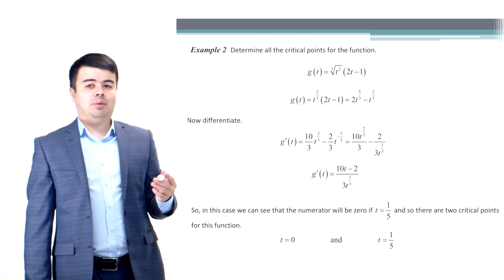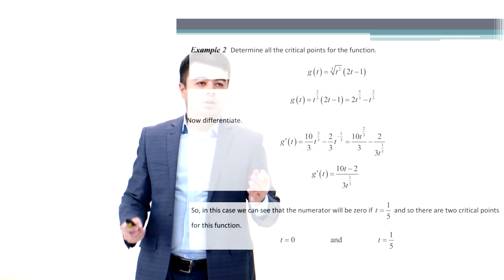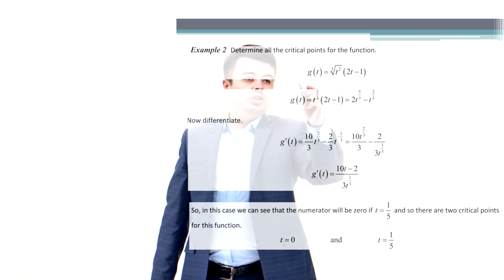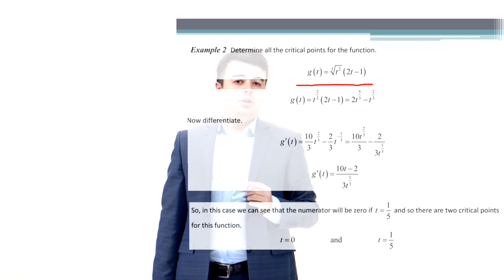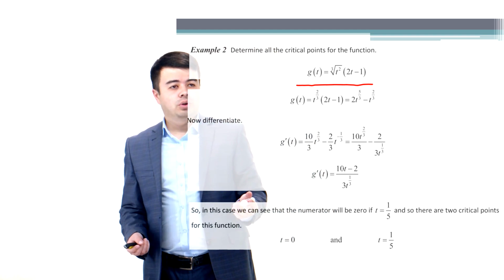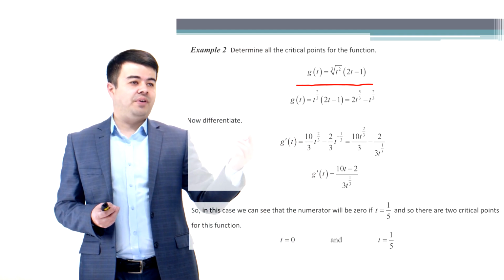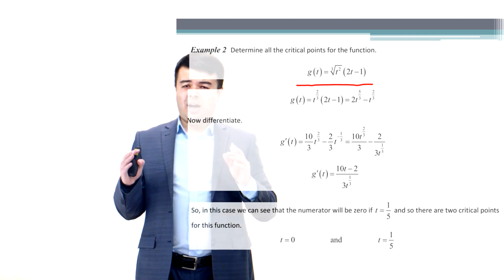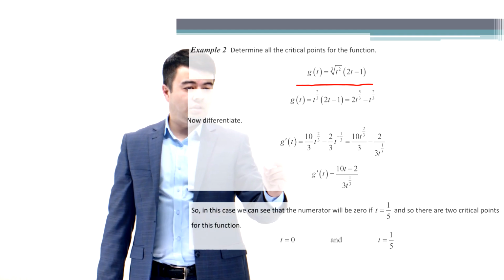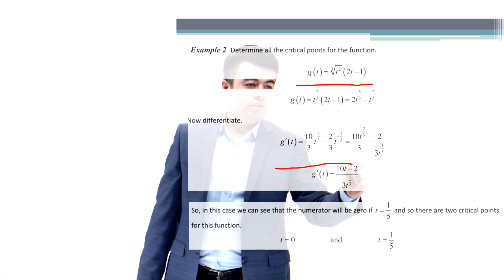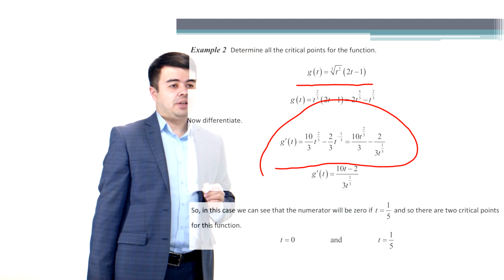Now let's consider example number 2. Determine all the critical points for the function. Now our function is g of t, which is given by this formula. Here, again, what should we do? Find the derivative, the first order derivative of the function. After finding the first order derivative, we get this kind of expression. So, what is it?